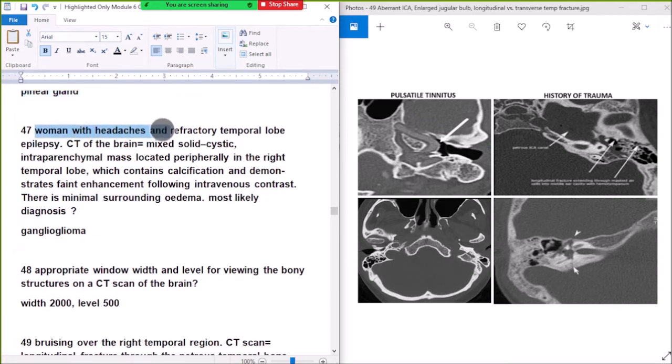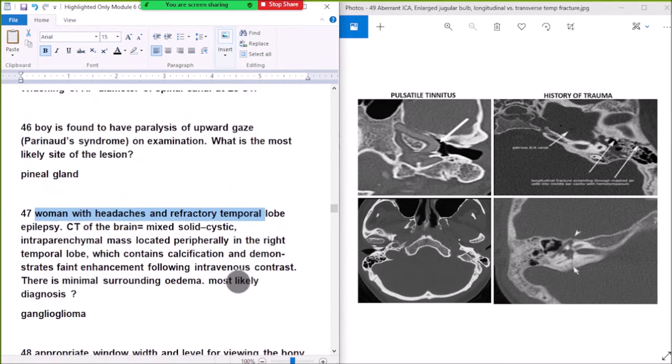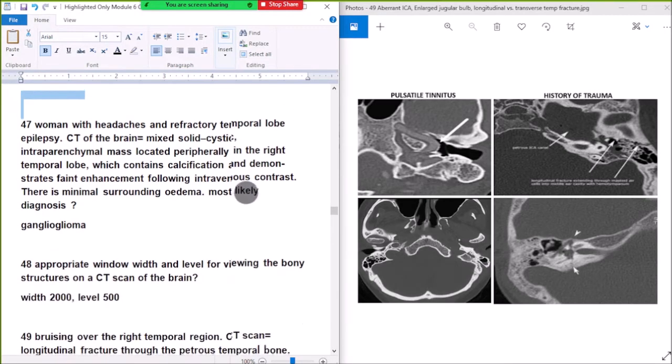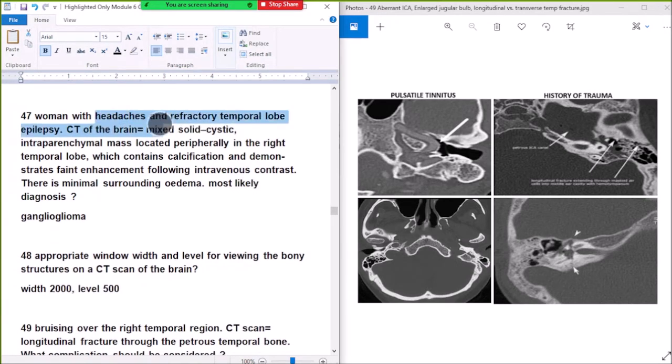47. Woman with headaches and Parinaud syndrome. Most likely site of lesion? Pineal gland. For example, a woman with headaches and refractory temporal lobe epilepsy. The scan shows a mixed solid cystic intraparenchymal mass located peripherally in the right temporal lobe, which contains calcification and demonstrates enhancement following intravenous contrast. There is minimal surrounding edema. Most likely diagnosis: ganglioglioma.